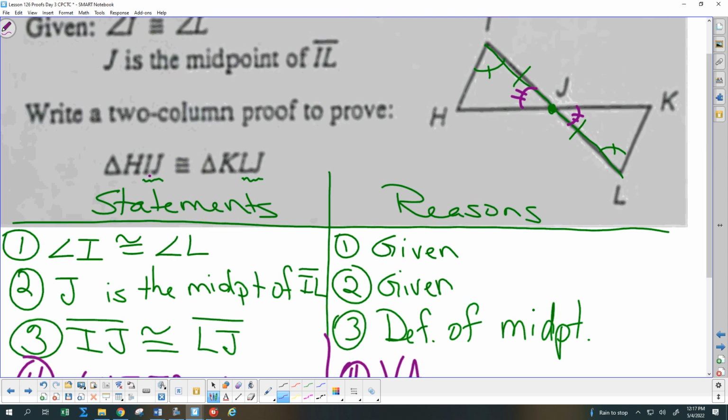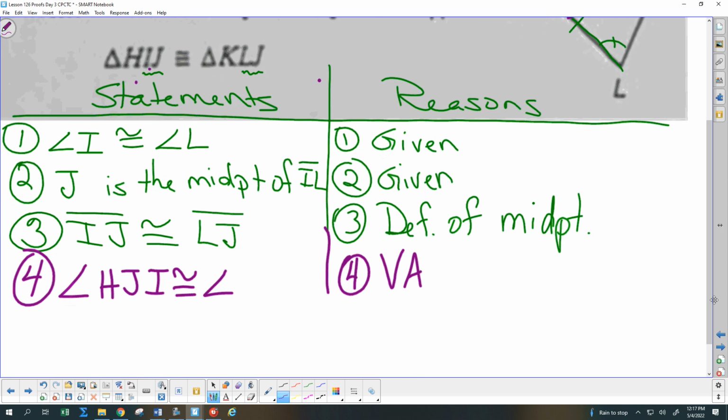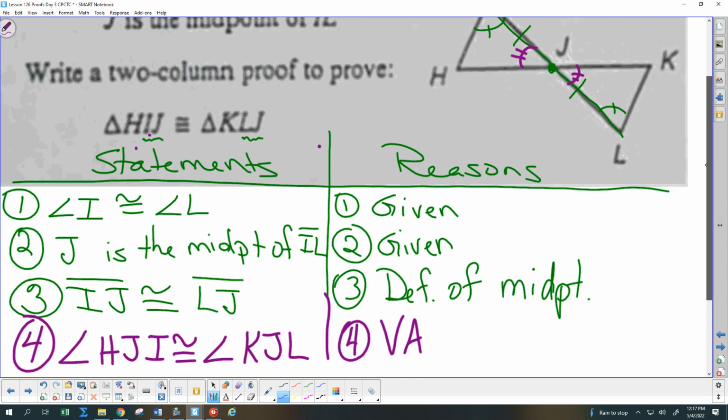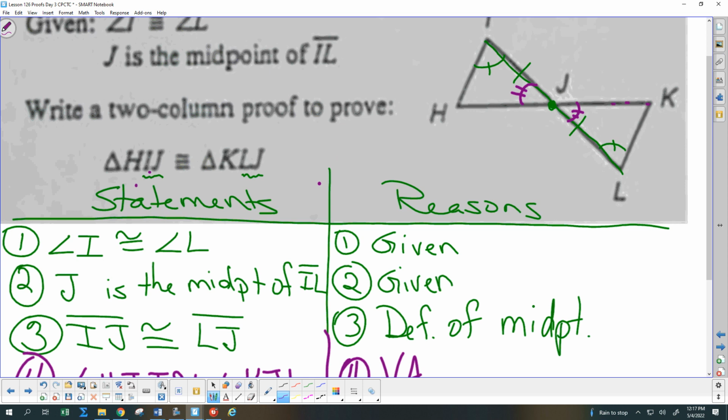HJI means I wrote first, then third, then second letter. So for the other one, I need to take the first, then the third, then the second letter. So KJL. And I'm going to look at my picture. If I start at K, go to J, turn and go to L, is that the angle I wanted to have in there? Okay, now I have two sets of angles and one set of sides.